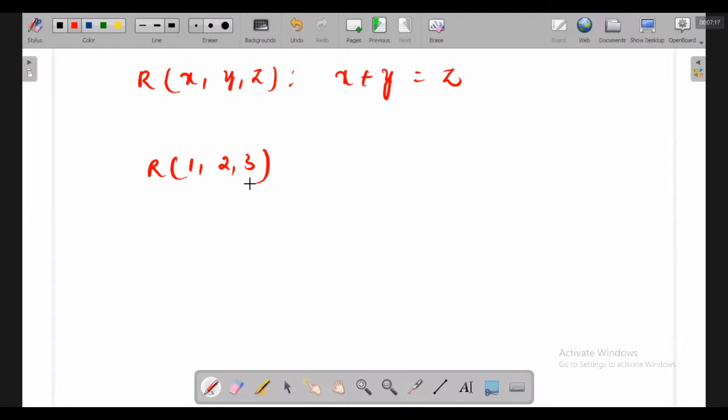Substitute 1 in the x place, 2 in the y place, and 3 in the z place. Check the propositional value. Here R of 1, 2, 3 means x value 1 plus y value 2 is equal to 3. So 3 is equal to 3, so it is true. The relation is true.